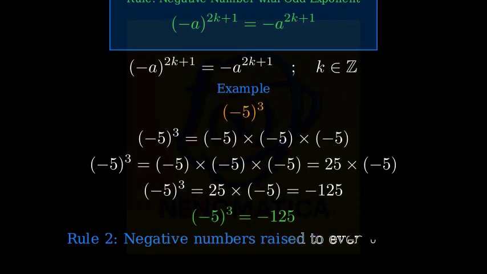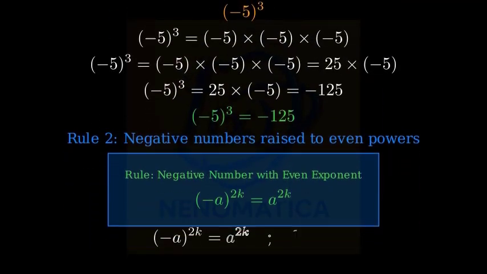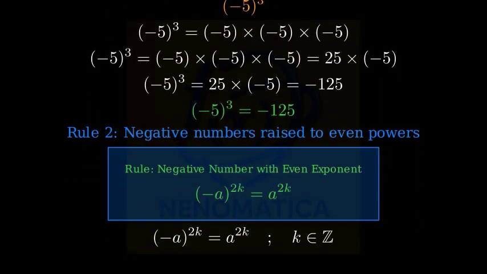Now, let's look at our second rule. When a negative number is raised to an even power, the result is always positive. Mathematically, this means that if we have negative a raised to the power of 2k, where k is any integer, the result is simply a to the power of 2k, which is positive.